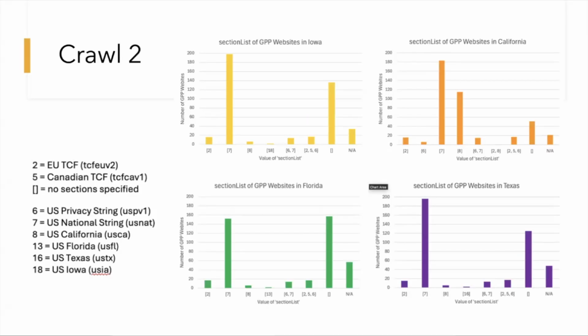In Crawl 2, we observed the following sections that were implemented across the websites. Section 7, the U.S. national string for MSPA, was the most implemented among all 4 states. For Iowa and Texas, nearly 200 out of 415 implemented it. Otherwise, the most common result was no section implementation at all. California stood out with a shift towards the state-specific, or 8, section, likely due to stricter laws and enforcement. Only 2 websites dynamically adjusted their sections to be state-specific across all 4 states.